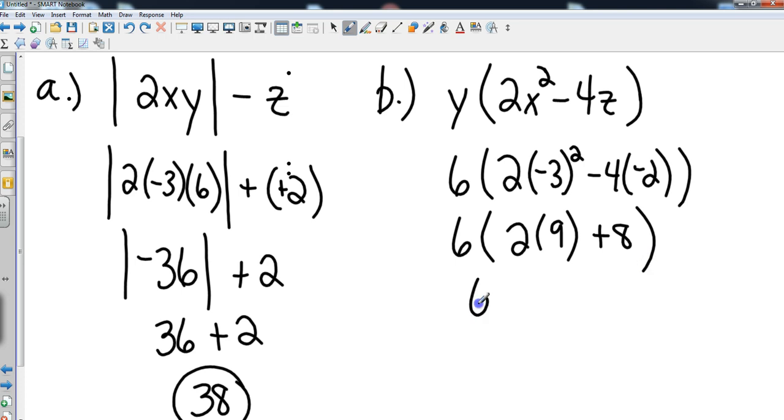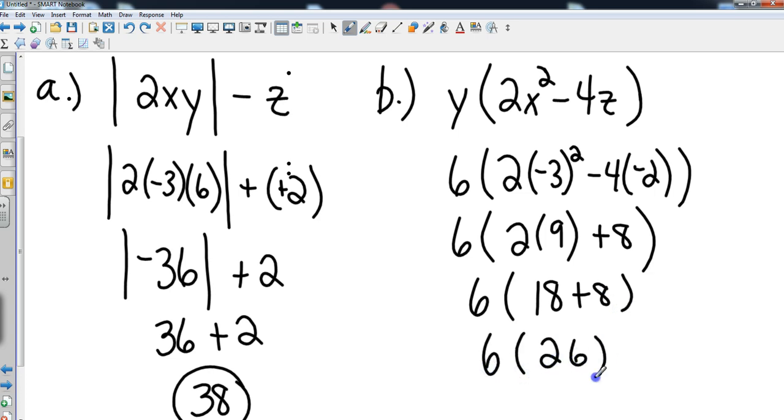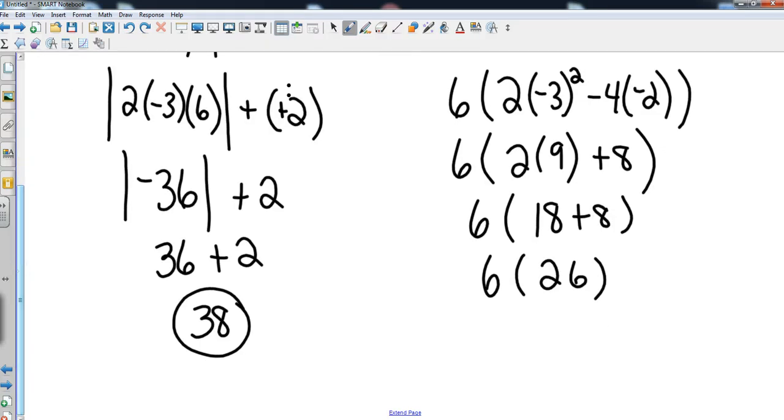So that gives me 6 times 18 plus 8. That gives me a final expression of 6 times 26, and that gives me a final answer of 156. So substitution and solving.